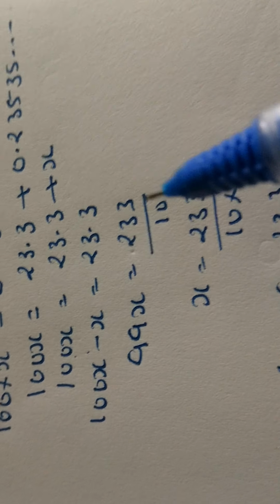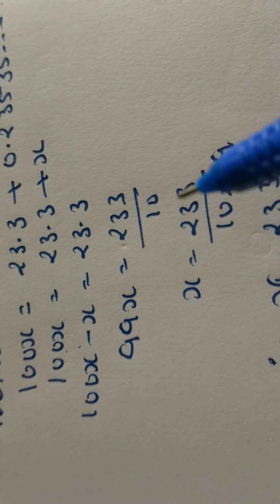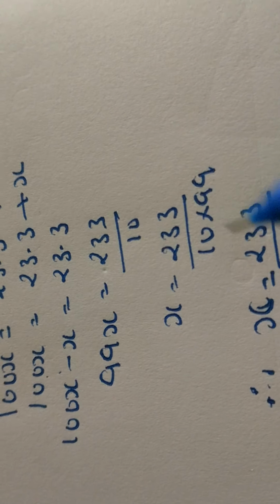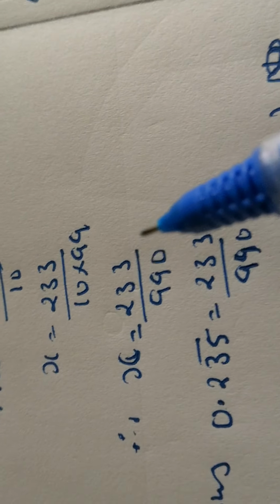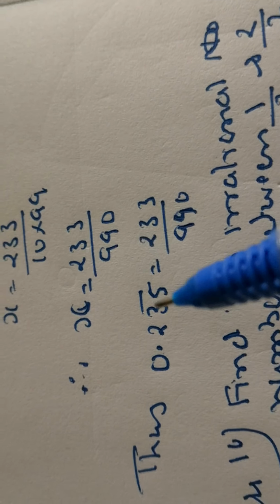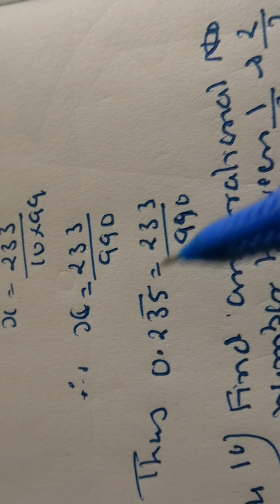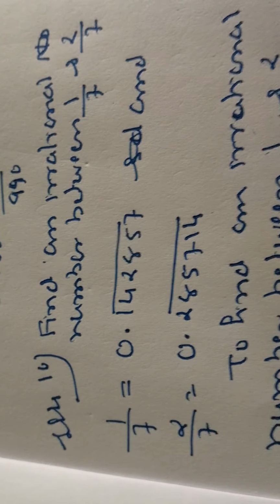So 99x is 233 upon 10, removing this decimal. So x is equal to 233 upon 10 into 99. So x is equal to 233 upon 990. So 0.235 is repeated, so I have written bar on them, so it is going to be 233 upon 990.